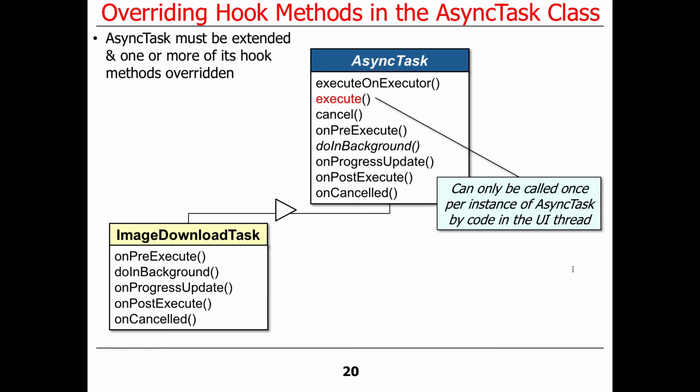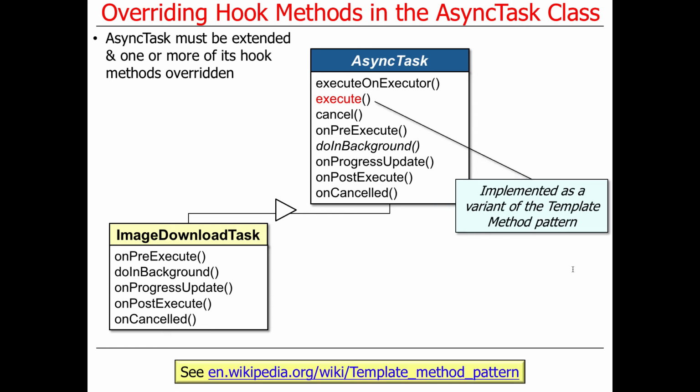Execute can only be called once per instance of AsyncTask, and you typically call this in the UI thread to start the ball rolling. It's implemented internally as a variant of the template method pattern, so that means it'll end up having these hook methods called back at the right point and the right time, in the right context to do things along the way. So it's template method. It has the skeleton of an algorithm with hooks deferred to subclasses for overriding.